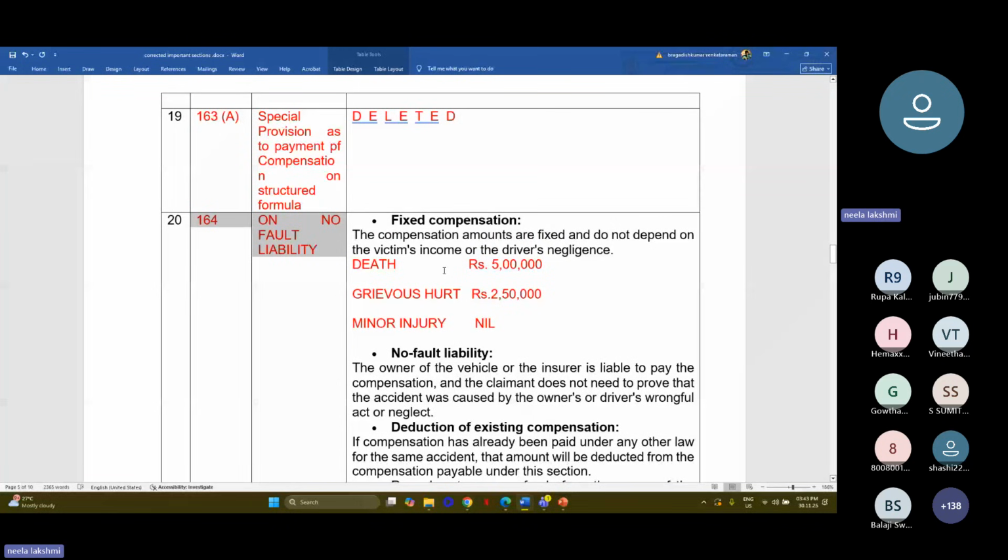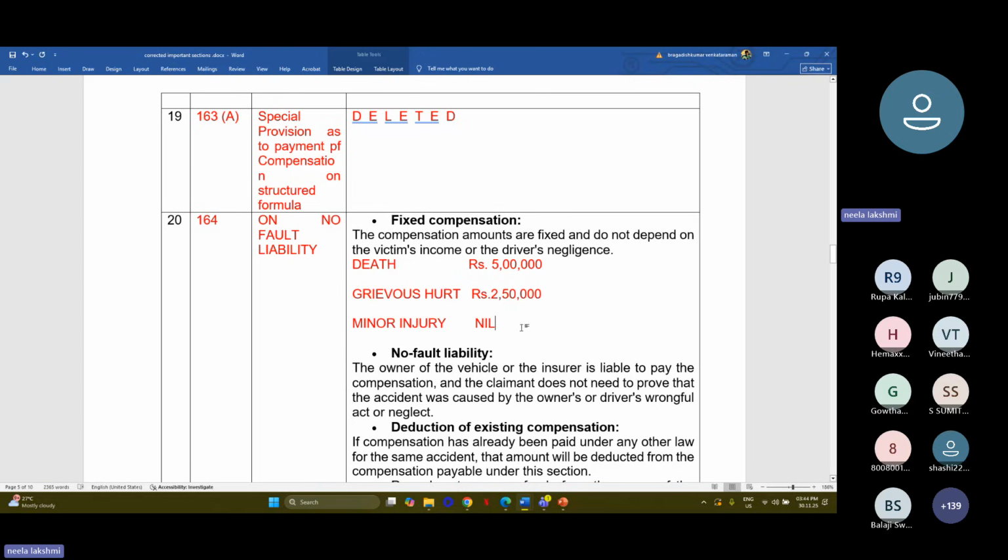No fault liability is always a fixed compensation. The compensation amounts are fixed and do not depend on the victim's income or the driver's negligence. The amount will not vary based on income, negligence, or any other aspect. It is totally fixed. The fixed amounts are: for death, 5 lakhs; for grievous hurt, 2.5 lakhs.